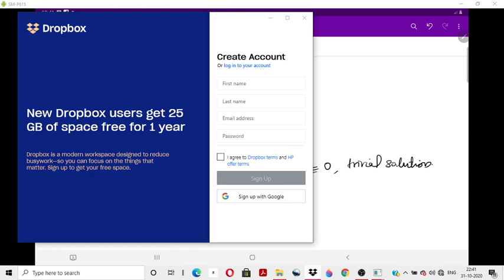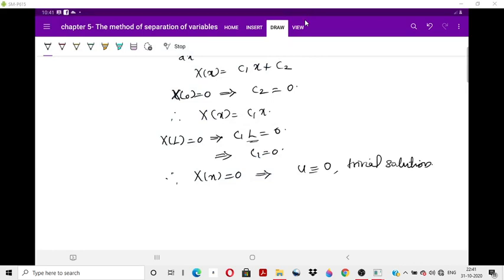So when lambda equal to 0, we obtain only the trivial solution, but we are not interested in trivial solutions. Therefore, lambda equal to 0 is not an eigenvalue of the problem. Since we are not interested in the identically zero trivial solutions.